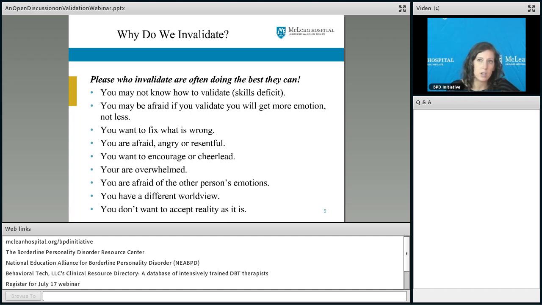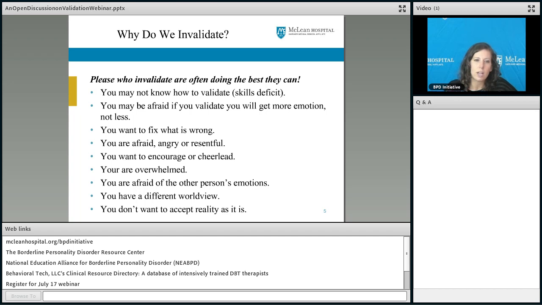We may simply not know the skill. Some people are just more naturally validating than others. And that just happens to be sort of who you are and your own temperament and what your own experience with validation has been.